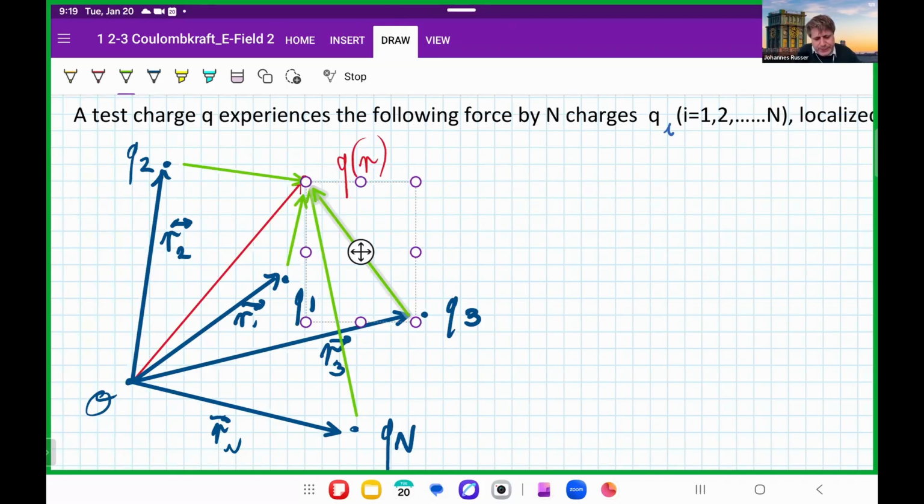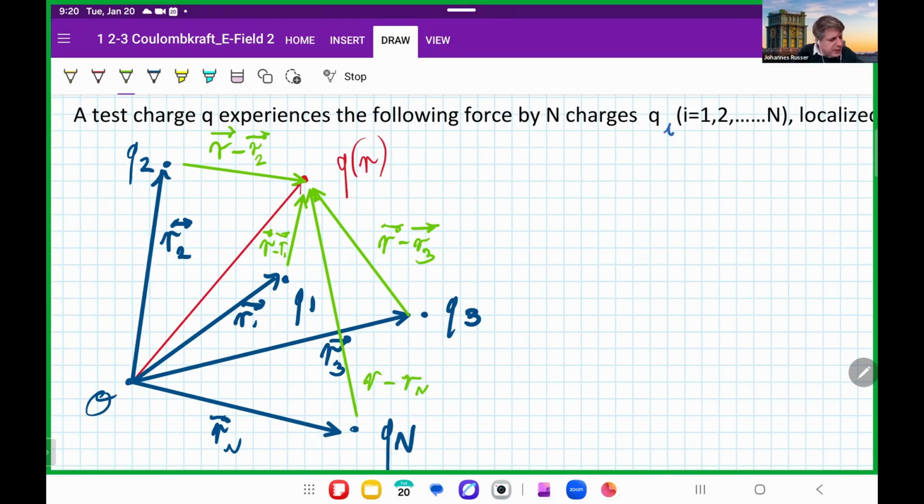So the position vector for the test charge is just R. Then we have here R minus R2, which is the distance vector between the charge Q and Q2. We have here R minus R1. We have here R minus R3. And we have here R minus Rn.